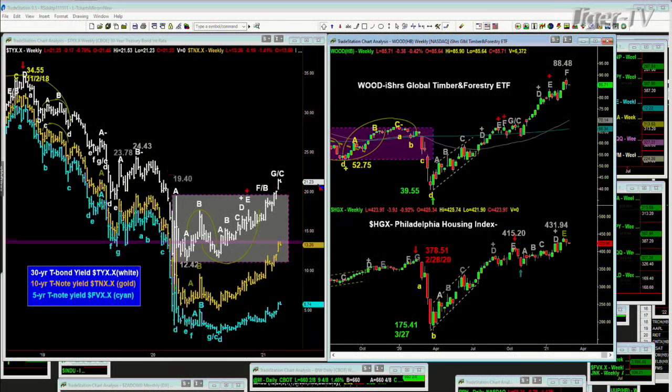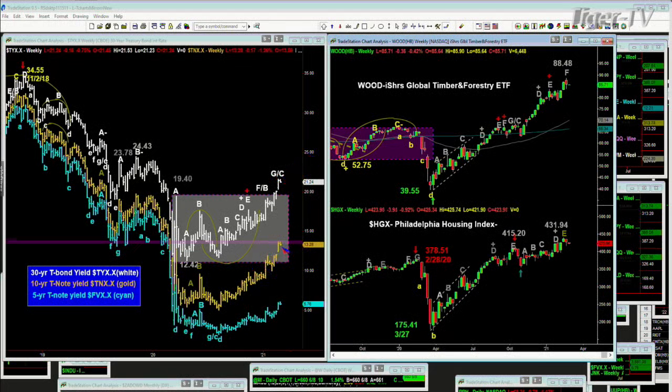And therefore, when we're looking at this particular pattern right now, the white is the TYX, the 30-year yield, and it broke out. It's at 2.12 in the 30-year T-bond yields. This is leg C, only a G/C in the weekly, and I think it will go to a D.